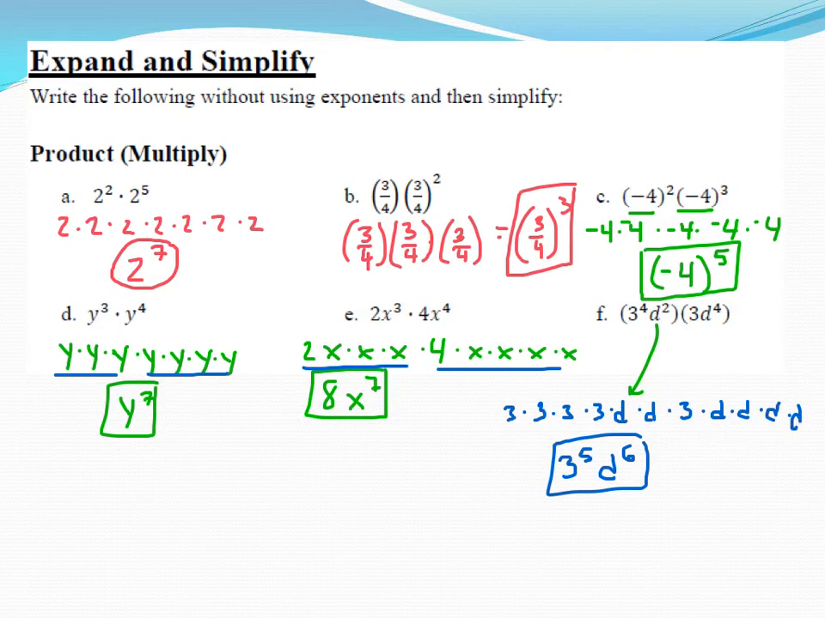Now, if I look, again, it's multiplied all together, but I have 1, 2, 3, 4, 5 3's. So I condensed that back down to 3 as my base, 5 as my power, 3 to the 5th. D's, I have 1, 2, 3, 4, 5, 6. I have 6 d's, so that means d to the 6th power. So that's a lot of d's, but again, all I'm doing is expanding and simplifying, or expanding and condensing down.